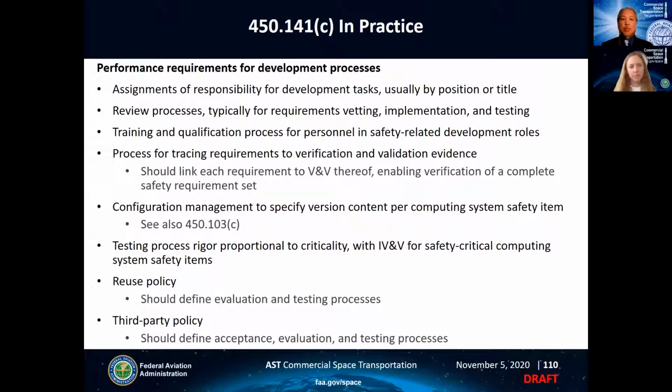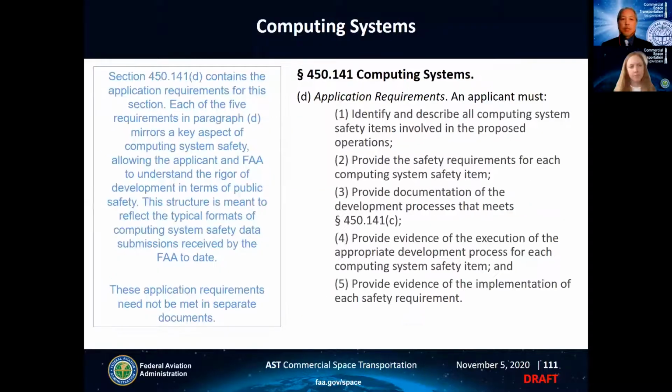Next slide. And then the license application requirements in Part D specify what needs to be documented in the application. That is, identify and describe all of the computing system safety items, and provide the safety requirements for each computing system safety item. That can be part of the description in number 1.